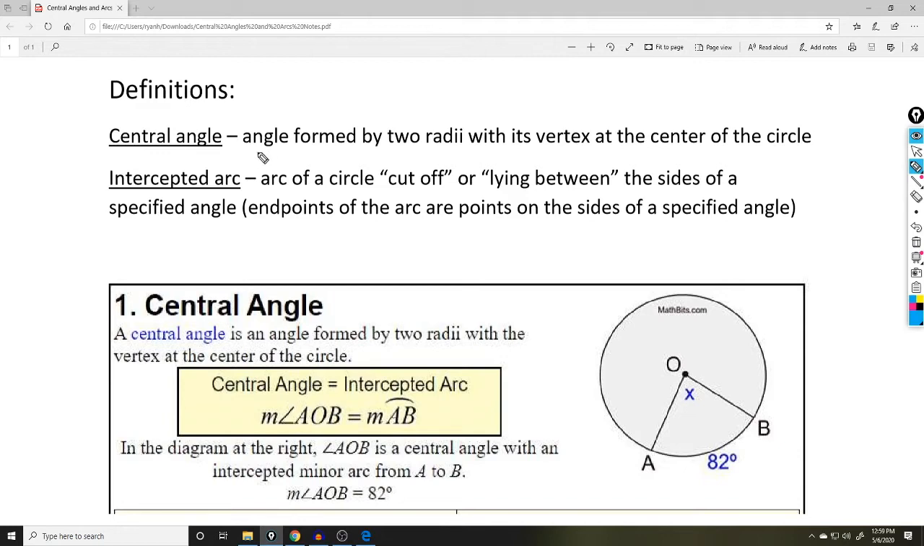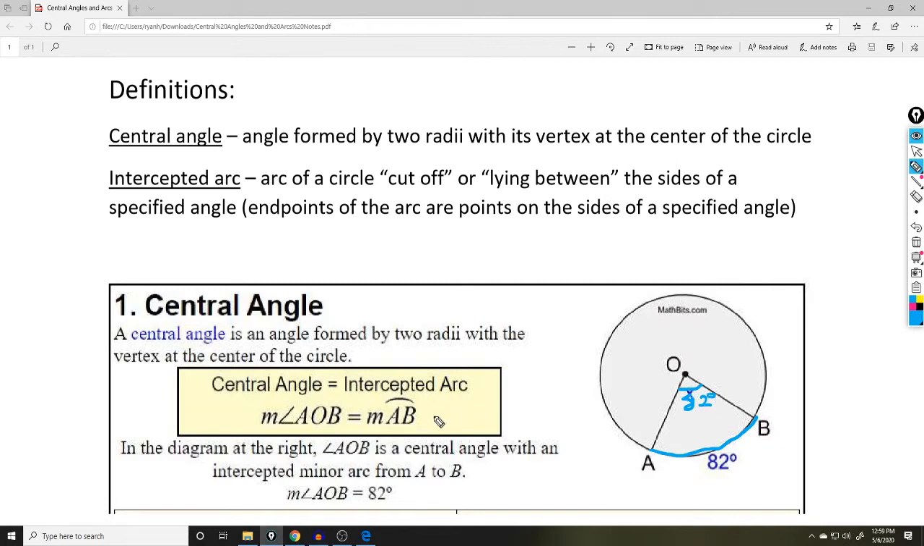So the angle of a central angle is formed by two radii. Radii is the plural of radius. So that is this angle, so that the vertex is at the center. And what it forms is an intercepted arc. It forms an arc around the outside of the circle that matches the measure of the angle. So if this is 82 degrees, then this is also 82 degrees.